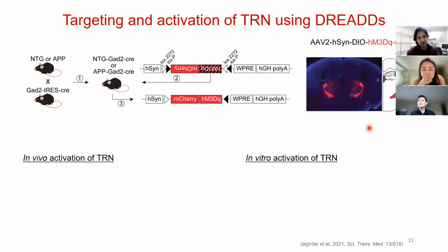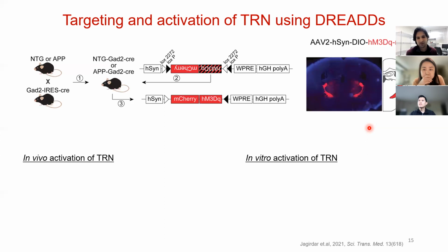And the next part, we wanted to check whether the activation of TRN works. So you can express those viruses. Basically, hM3Dq is a Gq-coupled receptor, and you can activate that only by an inert compound that has been debated for a while. That's basically clozapine N-oxide.